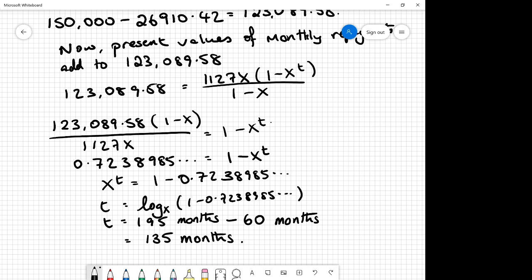The power of 5 there is coming from the fact that it's 5 years into it, and the reason we know to put it over the interest is because we're adding up all of the present values, and present values is always dividing by the interest.